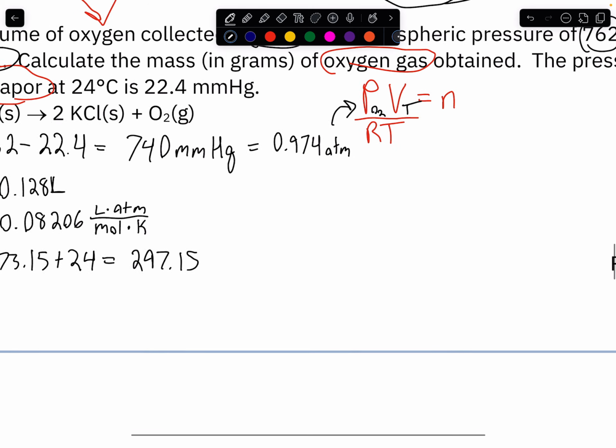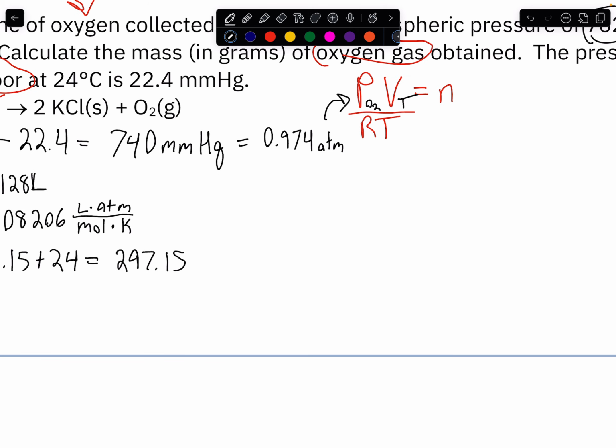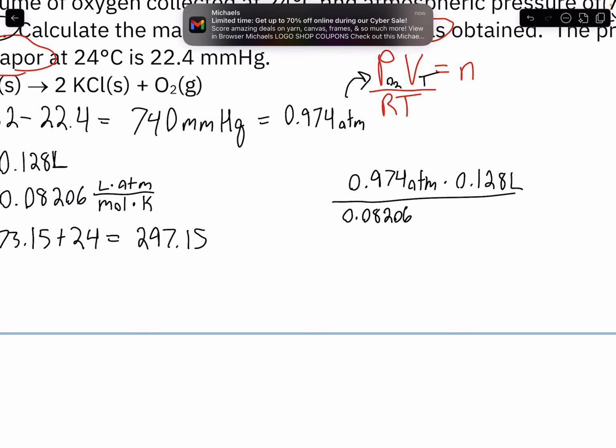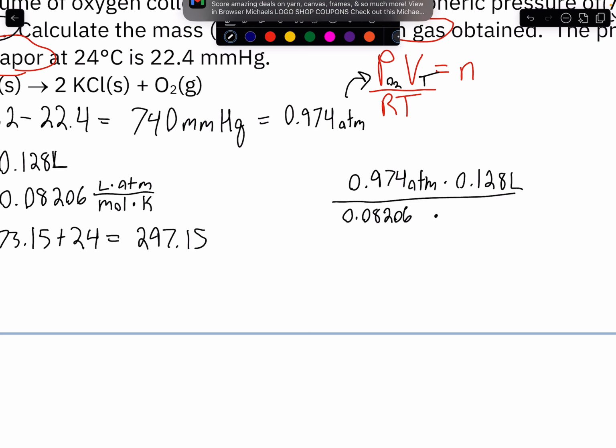So we're going to plug everything in. So we have our partial of 0.974 atmospheres times our 0.128 liters over 0.08206. That's our R constant. I'm not going to write out the whole units because they're just going to cancel out to moles anyway. And then our Kelvin, 297.15.